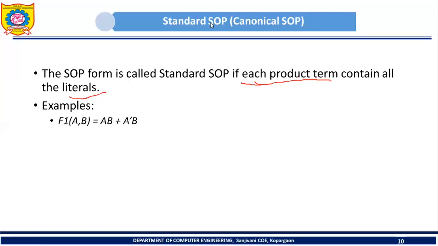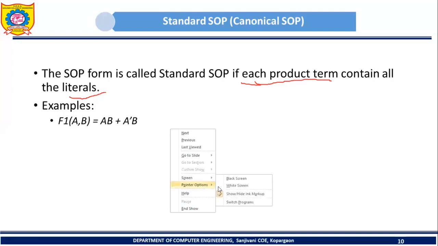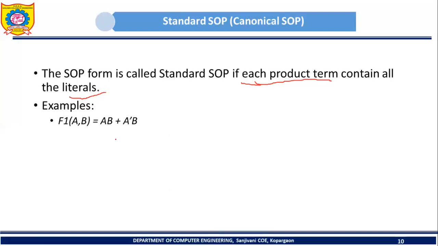What is the definition of standard SOP? An SOP is called a standard SOP if each product term contains all the literals. So how many literals are present in this function? Two literals, that is a and b. These logical variables are considered literals. So if these literals are present in each product term, consider the first product term. Does it contain all the literals? Yes. In the first product term we have A as well as B. In the second product term we have A as well as B. So both the literals are present in both product terms. So that's why I can say that this particular function is in standard SOP form.